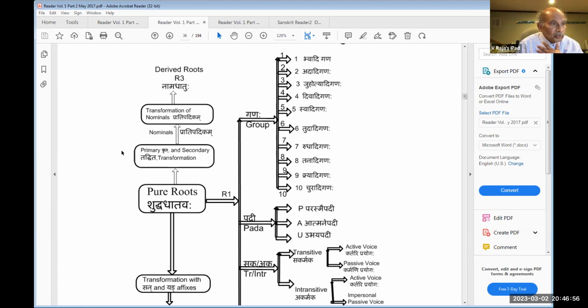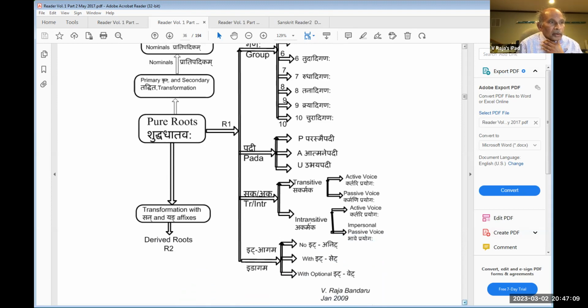Then you have to say whether it is sakarmaka, which can be put into kartari prayoga or karmani prayoga, active voice and passive voice. And intransitive is only in active voice, but some exotic poets use what is called bhave prayoga. That means saying, existence is done by me. Not everybody uses it that way. The moment he uses it, it means this guy is a great scholar.